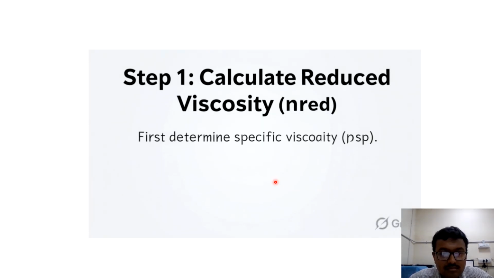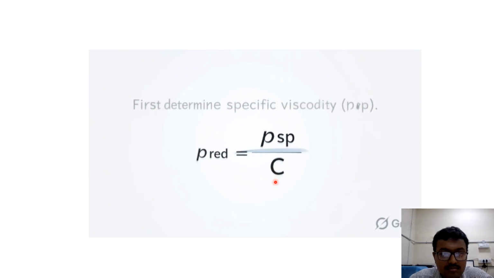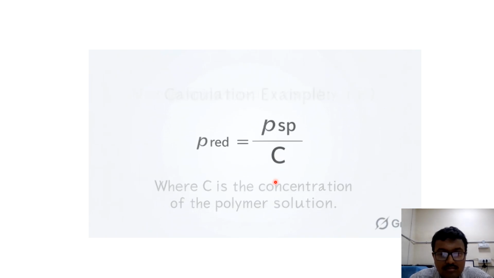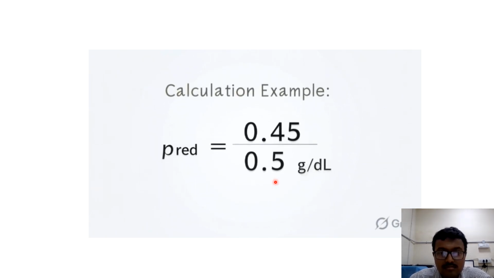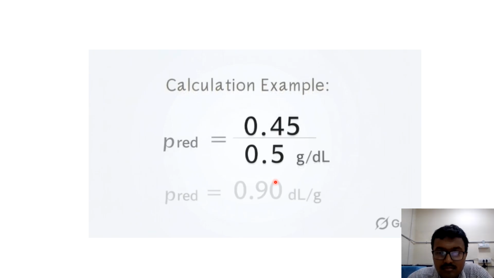Step 1. Calculate reduced viscosity. First, determine the specific viscosity, then apply the formula. For example, with a specific viscosity of 0.45 and a concentration of 0.5 gram per deciliter.